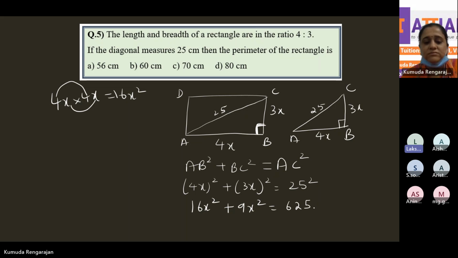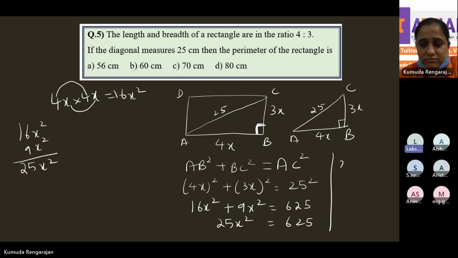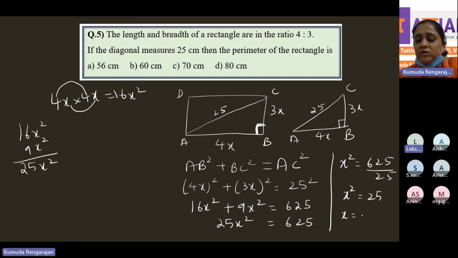So now what is 16x square plus 9x square? It's 25x square. So 25x square is equal to 625. Then what's the next step, Lakshana? So x square is equal to 625 upon 25, which is 25. Then x will be the square root of 25, and the value of x will be 5. x is equal to 5. Very good, Lakshana. Thank you.